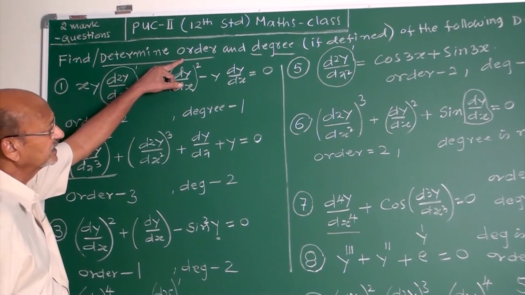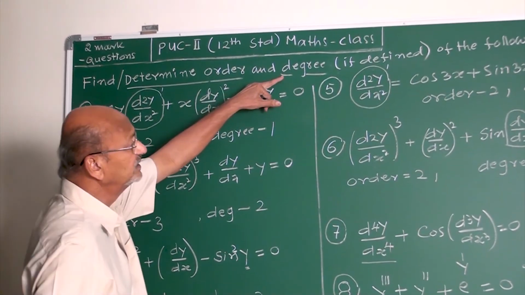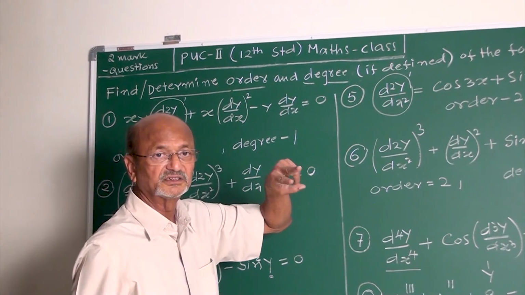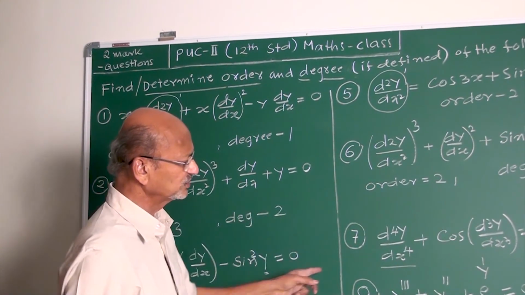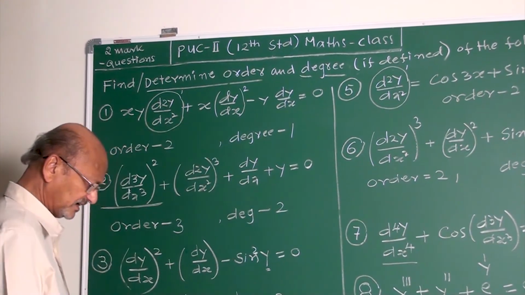If you write the order correctly, you get 1 mark. Degree correctly, you get another 1. These are 2 mark questions. I will write a few more examples, my friends.